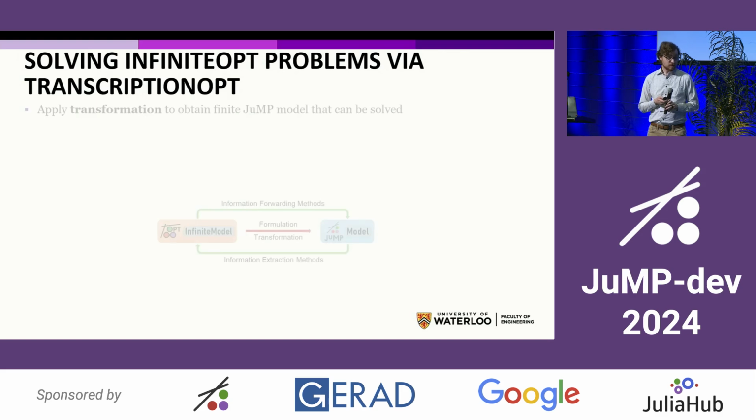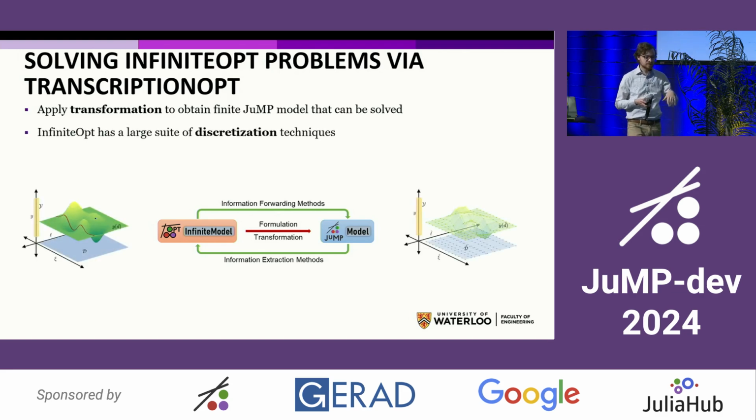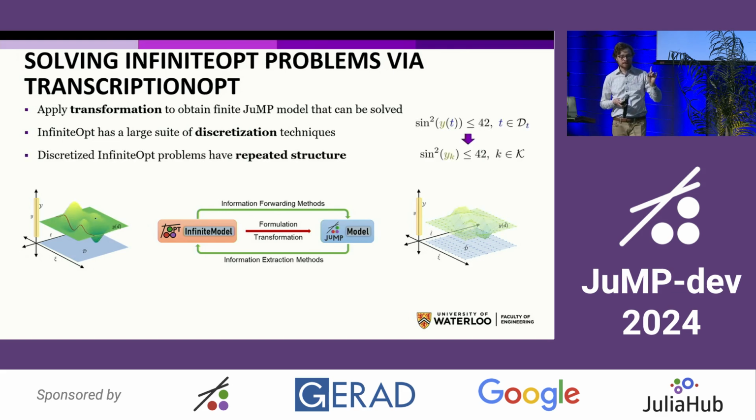So to actually solve these with TranscriptionOpt, we apply that transformation to get a finite JuMP model. We're applying these discretization schemes, and we have a whole bunch you can pick from. But a key thing I want to point out, and this will motivate today's talk, is the repeated structure that's inherently there. Here we have this little toy constraint, sine squared of y of t is less than or equal to 42, the answer to life, the universe, and everything, repeated over the time horizon. When we discretize this, we basically get the same algebraic form repeated for as many time points as we choose. So if we have 1,000 time points, we get 1,000 of these constraints that all basically look the same, just indexed at different time points, right?